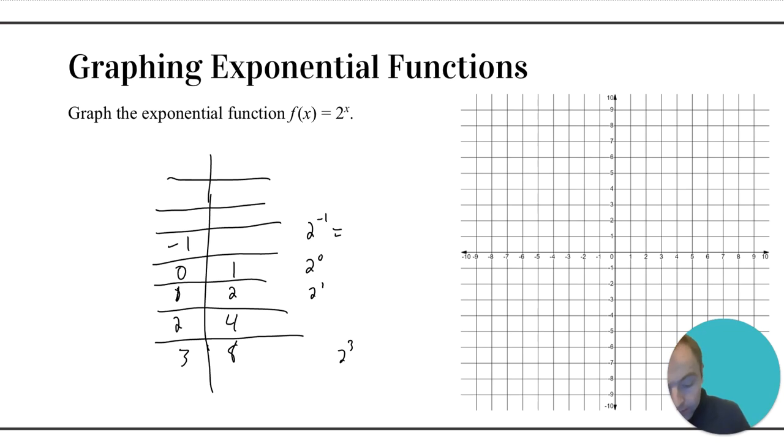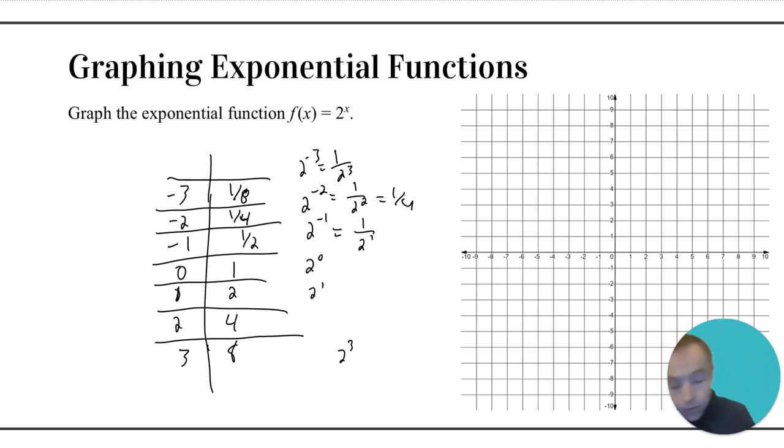But 2 to the -1 is the same thing as 1 over 2 to the first, which is 1/2. And then if you plug in -2, 2 to the -2 is the same thing as 1 over 2 squared, which is 1/4. And then 2 to the -3 ends up being 1/8, because that's going to be 1 over 2 to the third.